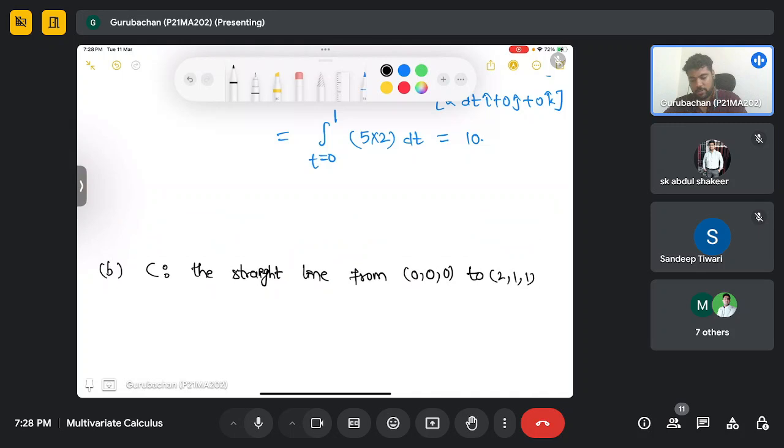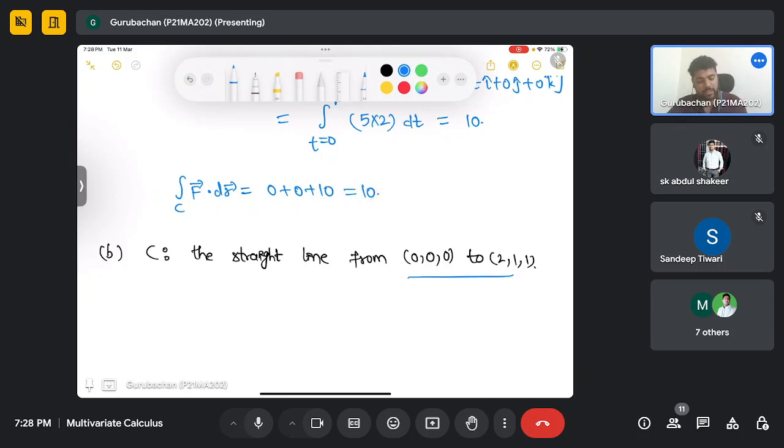So in the earlier part, we have not concluded this properly, that the integral over C of F dot dr was the addition of the integrals of F dot dr over these three curves. So this will be 0 plus 0 plus 10. So what we did in the first part, we divided our straight lines into three parts. We have given a piecewise smooth curve, you can say that. Now here we are directly going from 0, 0, 0 to 2, 1, 1 rather than going from 0, 0, 0 to 0, 0, 1, then to 0, 1, 1, then to 2, 1, 1. So I am directly going from this to this.